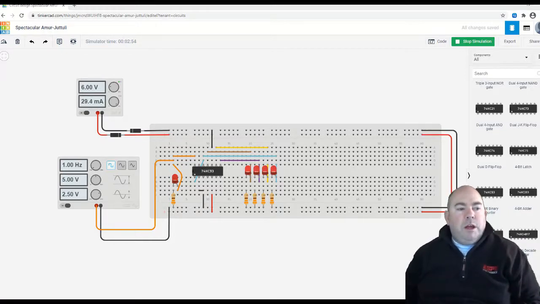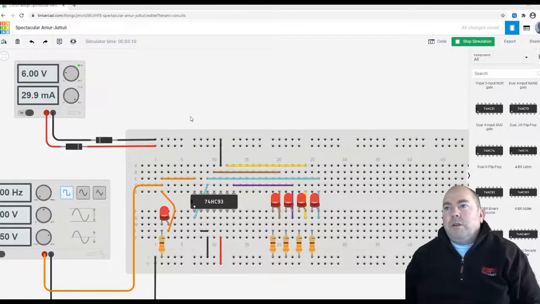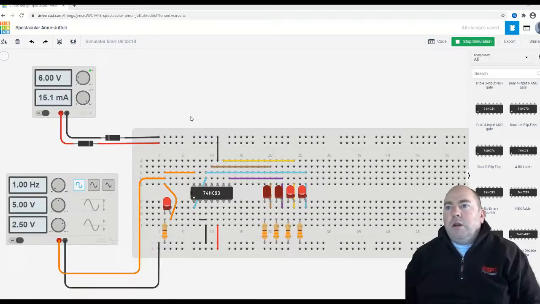You have the HC393 chip. Now that operates a bit differently, so I put in the specs for both of these chips in the PowerPoint. So we have the 93 available to us in Tinkercad, but basically this is a 4-bit counter chip. So you can see here I've simplified things quite a bit.